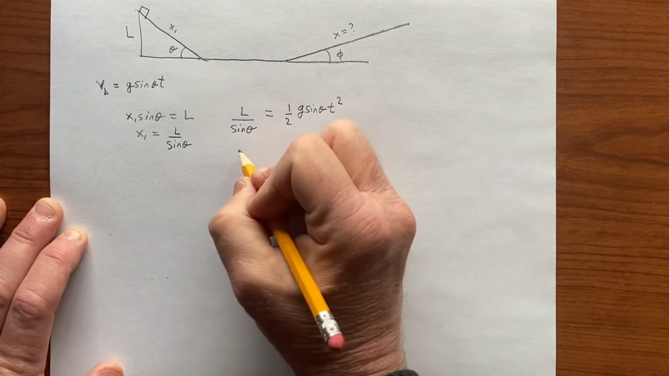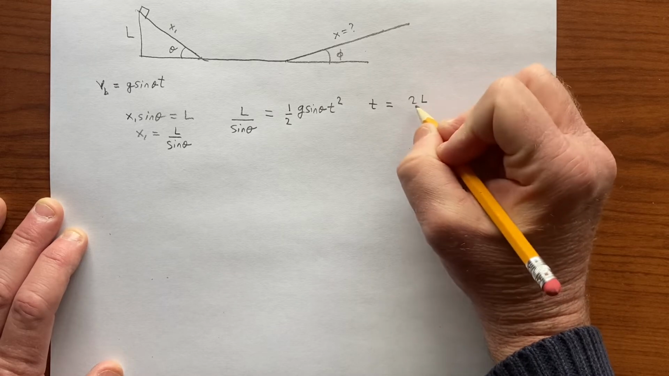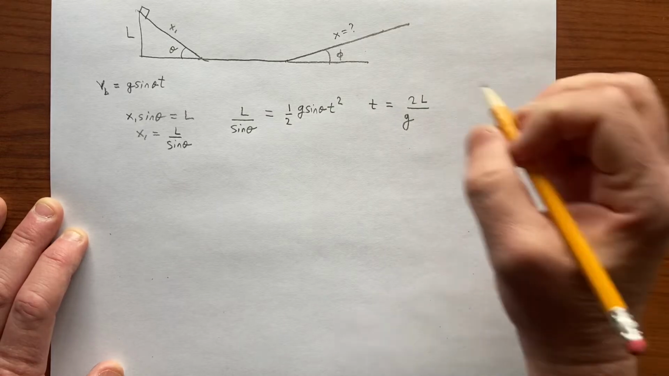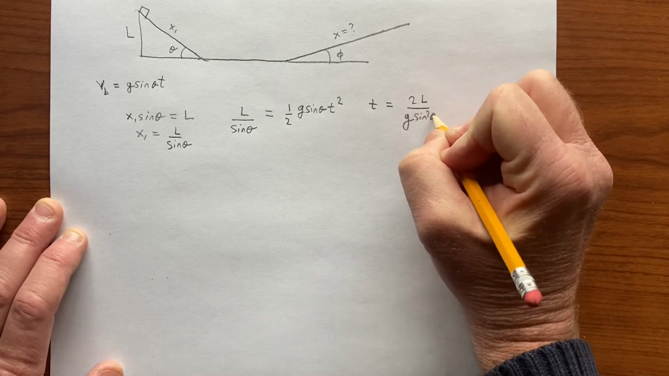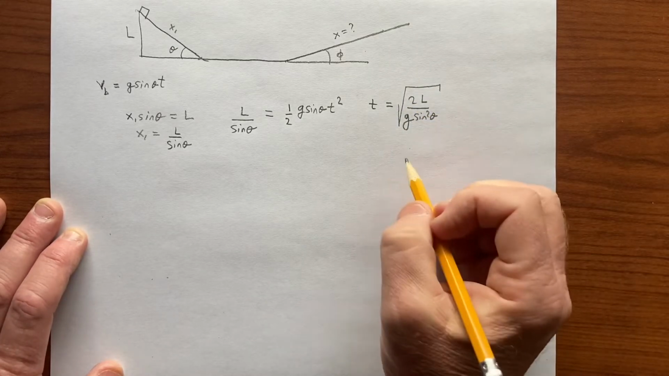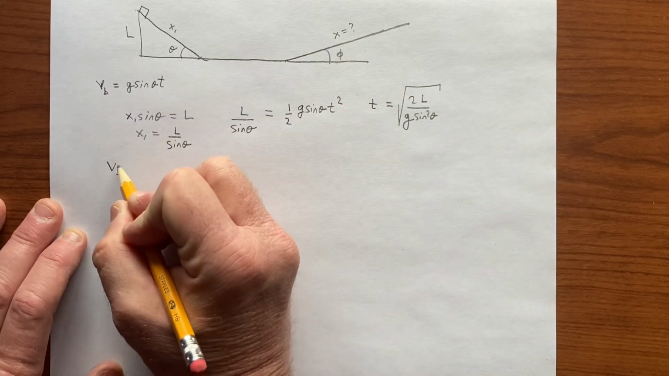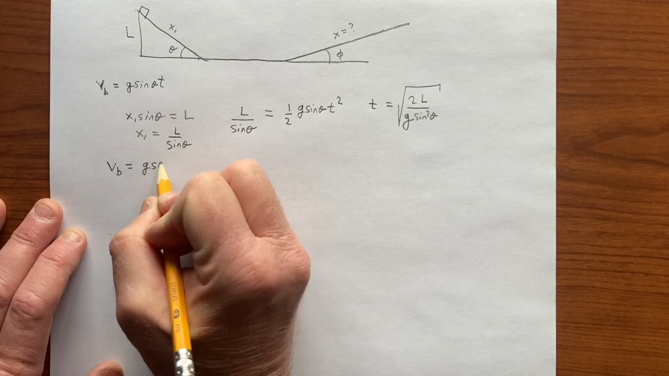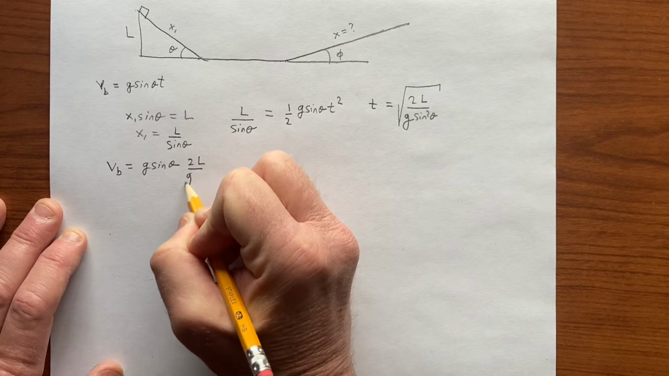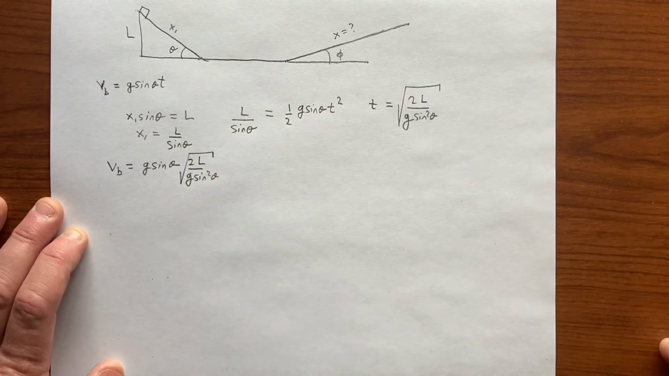And so t is the square root of 2L over g sine squared theta, and therefore we'll plug that into here, and we'll get vB equals g sine theta times that t, which is the square root of 2L over g sine squared theta.